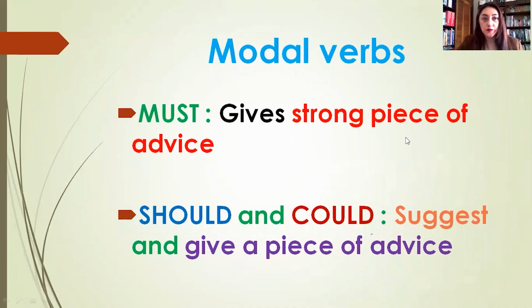In this unit, you're going to use English to suggest or to give a piece of advice. In order to do that, you are going to use these three words: must, should, and could, which are called modal auxiliary verbs. Must is to give a strong piece of advice. Meanwhile, should and could are only to suggest and give a piece of advice.